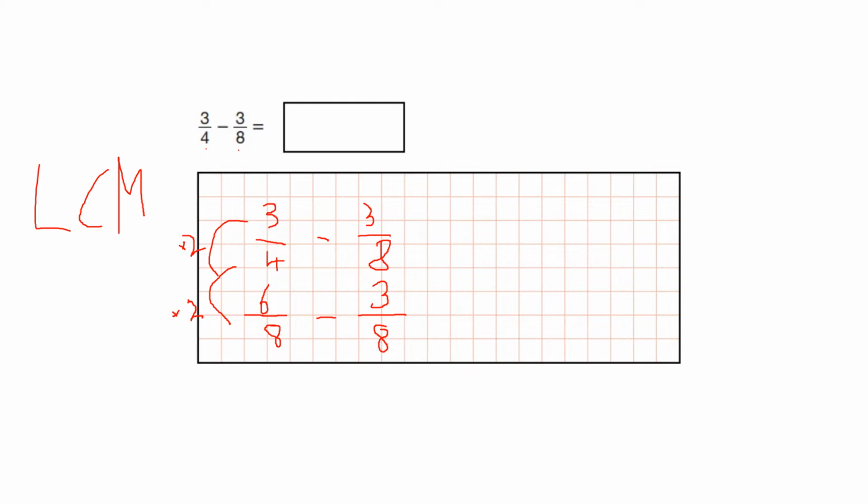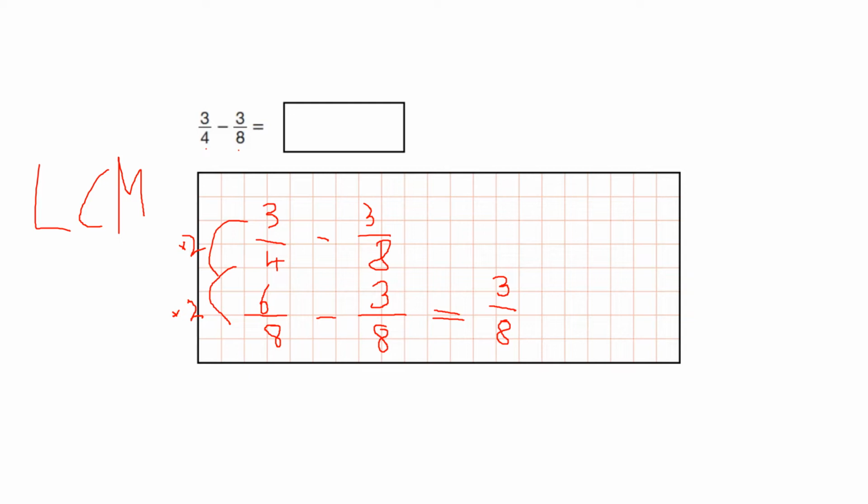So then my problem becomes 6/8 take away 3/8, which of course leaves me with 3/8. Now we should know that 3/4 is equivalent to 6/8. It means the same thing as long as you do the same thing to the bottom as you do the top. So we've times the 4 by 2 and the 3 by 2 to get our new denominator and our new numerator.